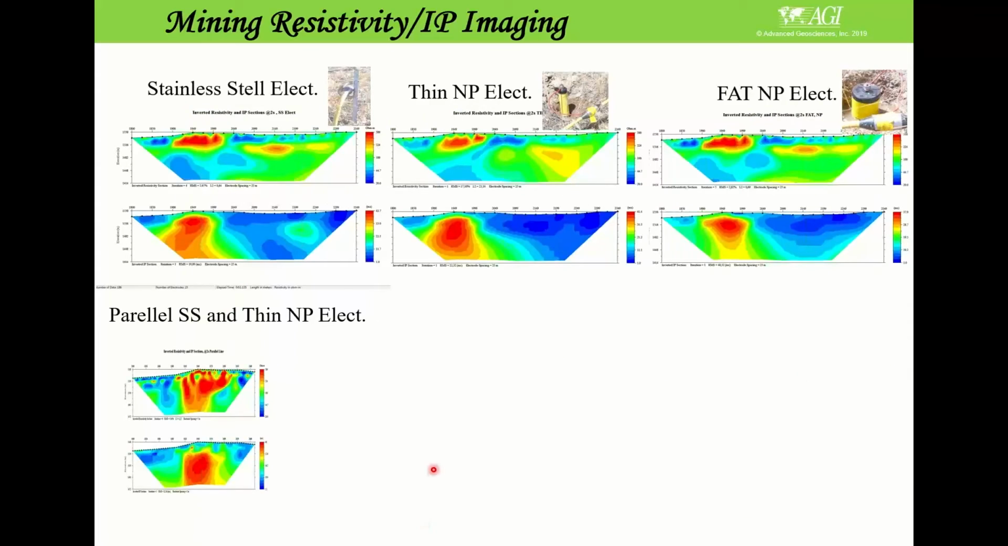Here's a field example showing a comparison of what we did. I showed this earlier, but one more time: stainless steel electrodes, thin non-porous electrodes, and fat non-porous electrodes. Here are the high chargeability areas. It really shows in all three of them. Maybe the shape is sometimes misleading, because at the bottom you can't always collect very good high-resolution data. So maybe this is concentrating over here. This shows a slightly larger volume, and this one is also going to a larger volume.